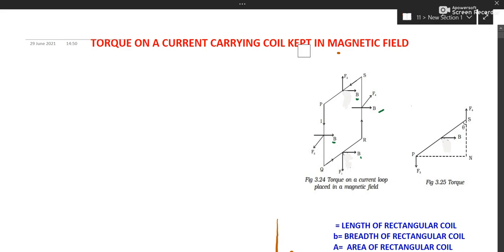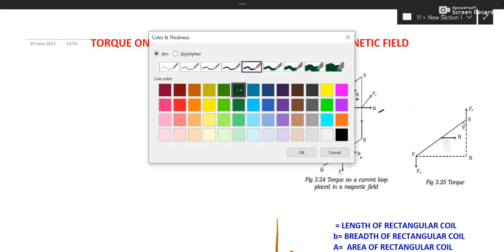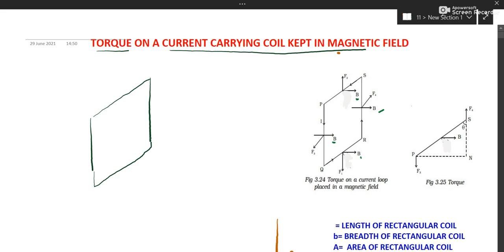Hello children, this is the first topic of this video, which is torque on a current carrying coil kept in magnetic field. Torque on a current carrying coil kept in magnetic field. So we'll draw the coil. Okay, so this is a rectangular coil. Let us keep it in magnetic field.